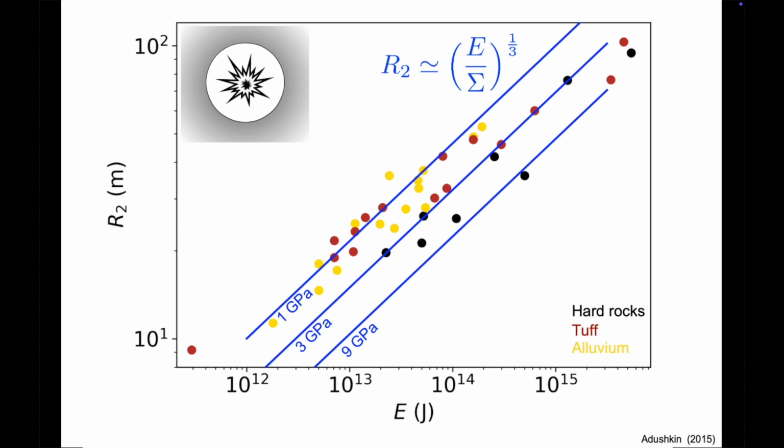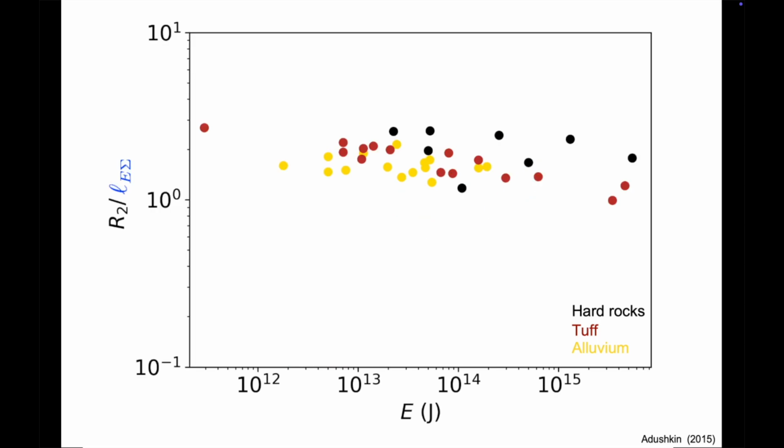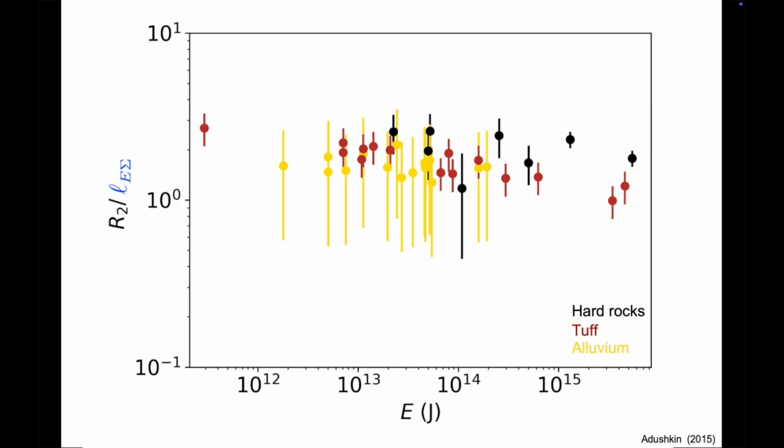However, to check the validity of the scaling more precisely, we can scale the cavity radius of each explosion by the simple length built from the energy and elasticity. The energy is known quite precisely, but the elastic modulus of the soil is much less constrained, bringing a non-negligible range of uncertainty to the scaled radius.